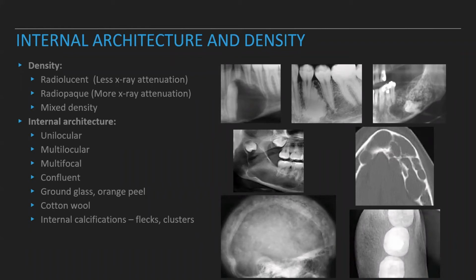Again, fibrous dysplasia can cause expansion. So for benign lesions, you tend to be a little more radiolucent, maybe mixed radiolucent and radiopaque. But malignants are always radiolucent except for metastatic breast and prostate cancer, osteosarcoma, and chondrosarcoma.